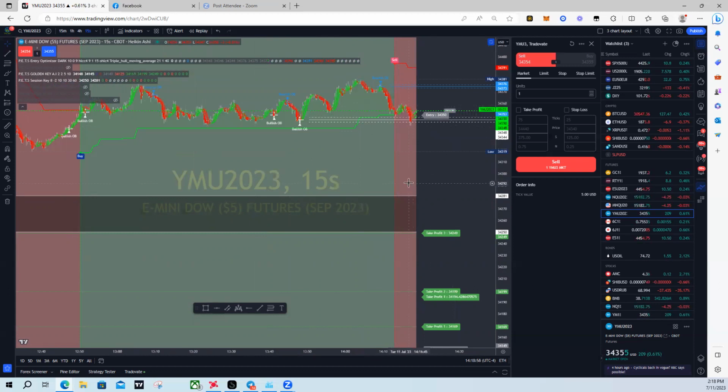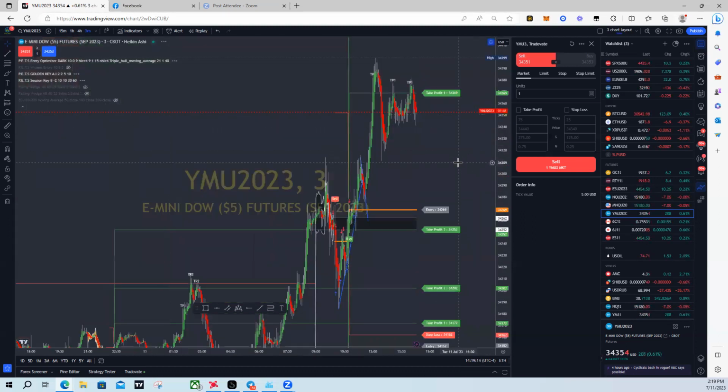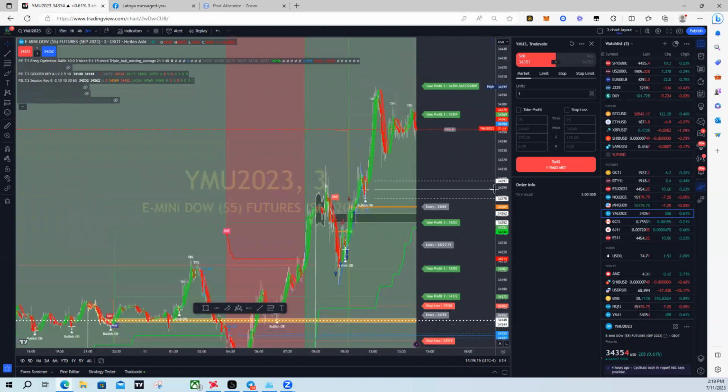You can simply follow the entry optimizer. That is more riskier, but you still can do that, right? So now, if you combine them, if you got a buy on the golden key, a buy on the session key, a buy on the entry optimizer, then 9 times out of 10 you should be looking for buys, right? So notice here, this is a 3-minute chart.